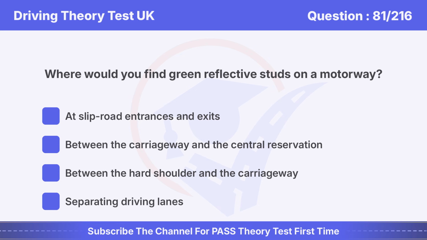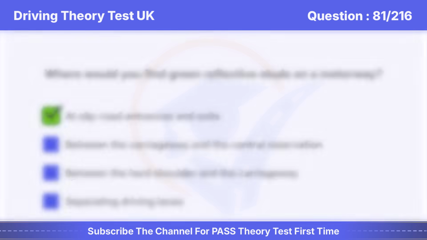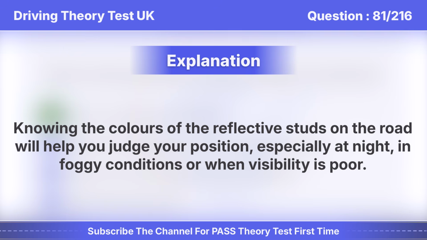Question 81. Where would you find green reflective studs on a motorway? Answer is A. At slip road entrances and exits. Knowing the colors of the reflective studs on the road will help you judge your position, especially at night, in foggy conditions or when visibility is poor.